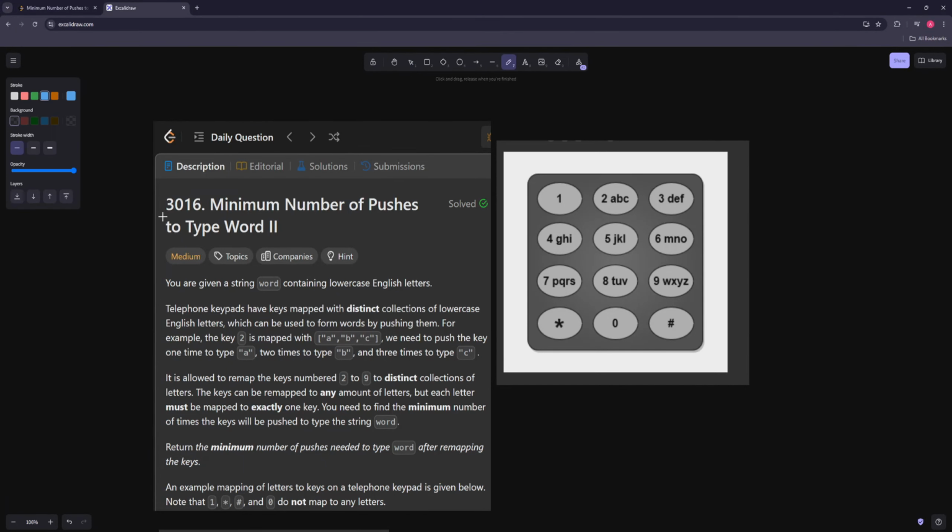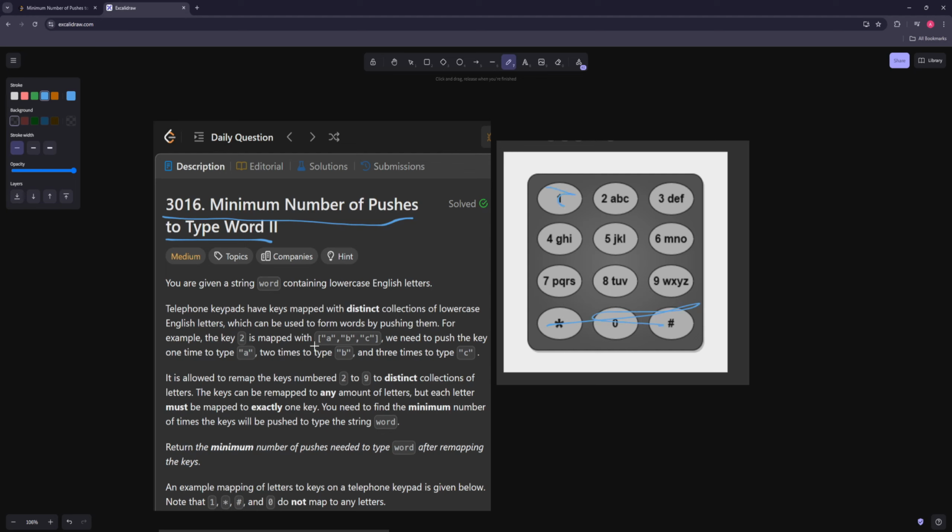In this video we're going to be working on the Minimum Number of Pushes to Type Word II problem. You're given a word of lowercase letters, and you can map numbers to letters in any way you want, and you can map as many letters to a number as you want, but every letter has to be mapped to a unique number. And all the numbers you can use are 2 through 9, so these are not used.